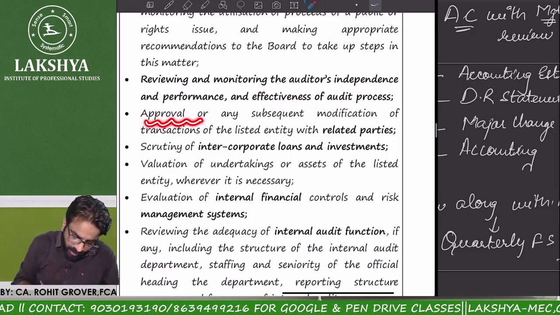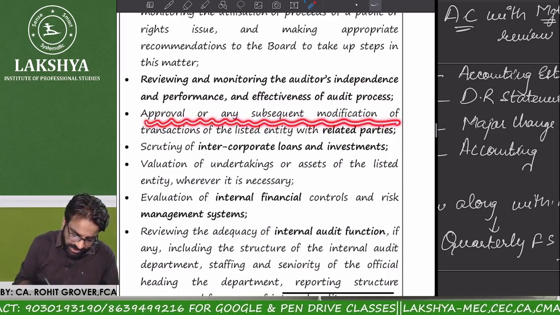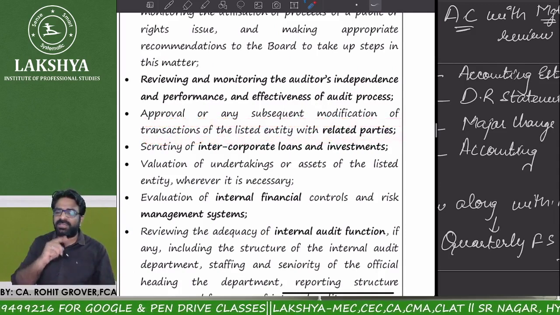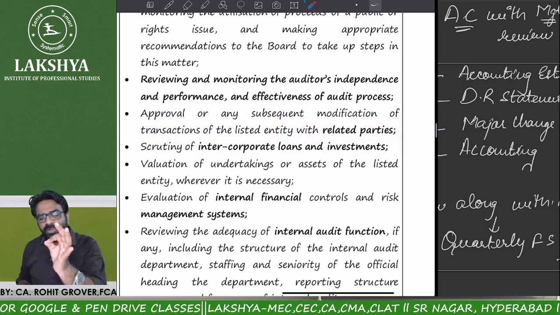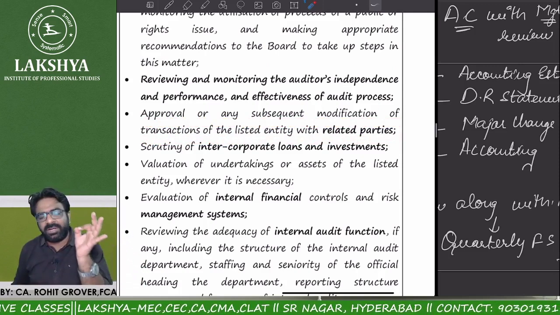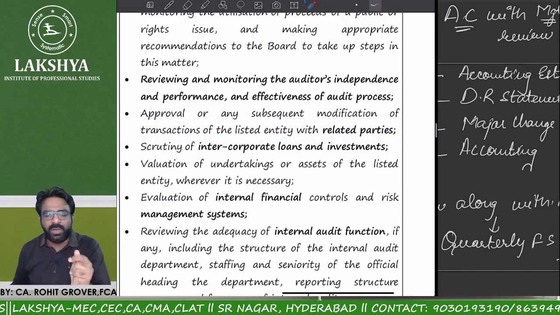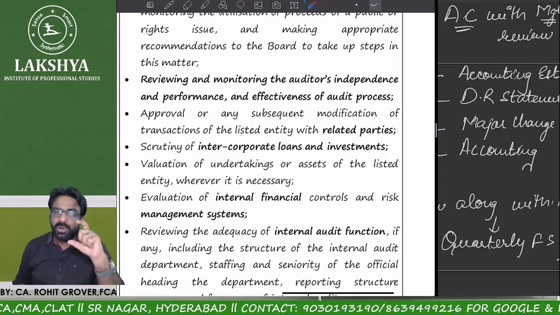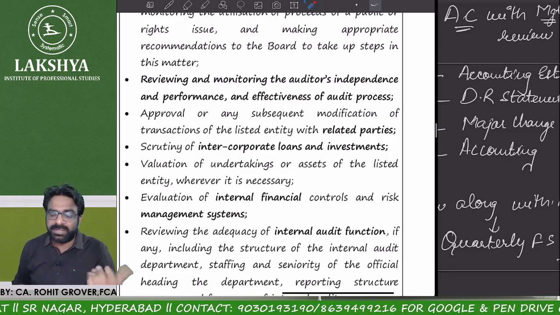Next point, approval or any subsequent modification of transactions of the listed entity with related parties. So remember one thing: whenever the company does any kind of transaction with a related party, omnibus approval of the audit committee is required. What is the word I'm using? Omnibus approval. That we'll understand later on.